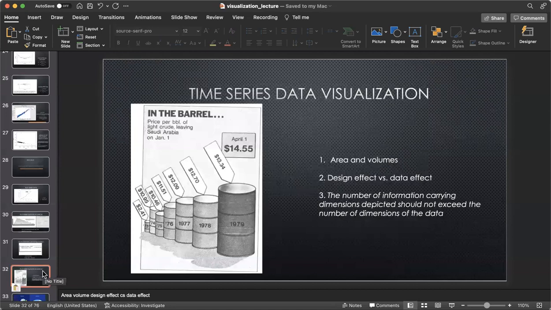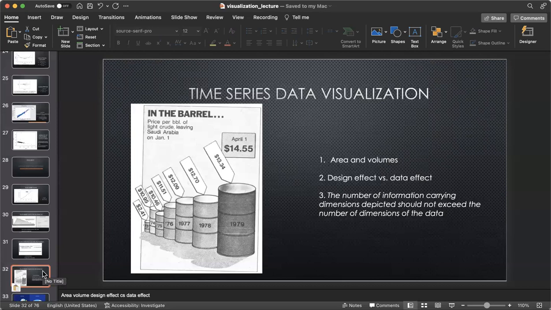Again, a second principle: if you visualize time series data, this is showing you the price of a barrel of light crude. There's a price increase here from $12.7 to $13.3, but how should we visualize that? Is it the length of this barrel? Is it the surface area? Is it the volume? There is no need to show the barrel in there. It's just a single data point. Just show that data point. That's it. There's just, again, design effect.